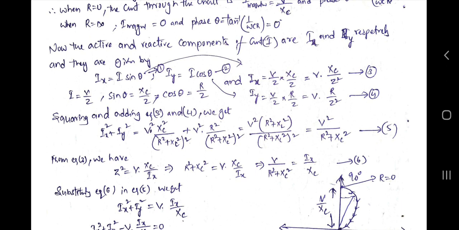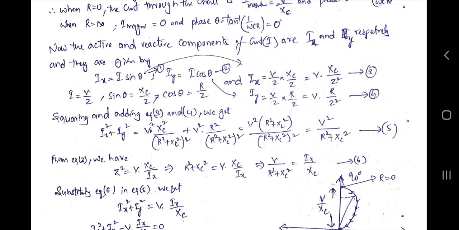So here Ix is equal to V by Z into Xc by Z, like that. Therefore it is V into Xc by Z square. Similarly, what we did for the inductor coil, here also the same. There it was XL by Z square, here Xc by Z square. But on the y-axis, you say Iy is V by Z into R by Z, which is equal to V into R by Z square.